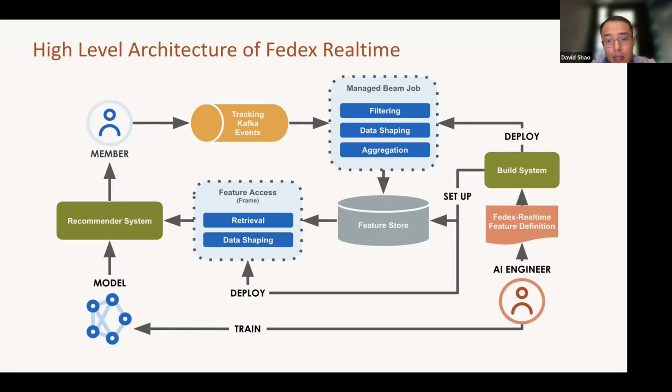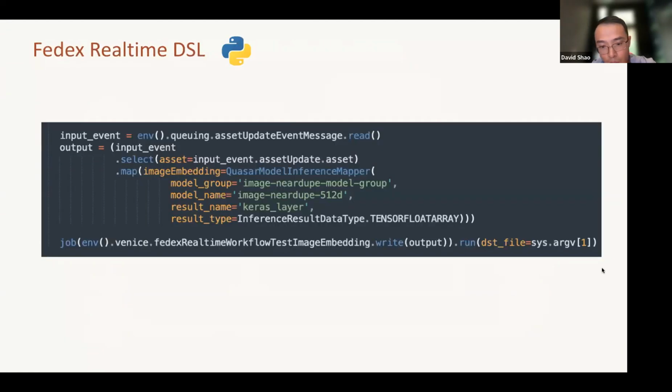In this case, the runtime infra is split from the feature definition, and AI engineers can focus on defining features, which is the domain they are familiar with, without the need to know the underlying runtime infra, which is the domain they are struggling with. Therefore, the development and operation of real-time features is scaled with high productivity by Fedex real-time and managed Beam. Let me provide an example of how to use Fedex to author a real-time feature generation pipeline.